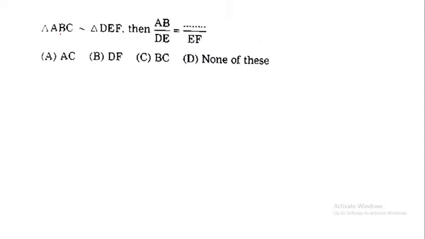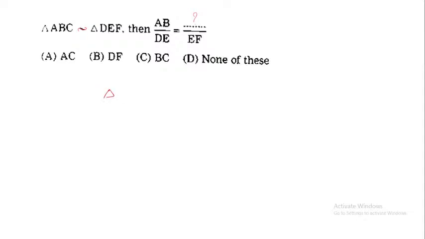This is the question regarding similar triangles. It is given that triangle ABC is similar to triangle DEF. Then AB divided by DE is equal to dot dot divided by EF. So instead of this blank space, what would be there? AC, DF, BC, or none of these? That is the question. Now we don't need a diagram to answer this question, because it is given that these two triangles are similar.